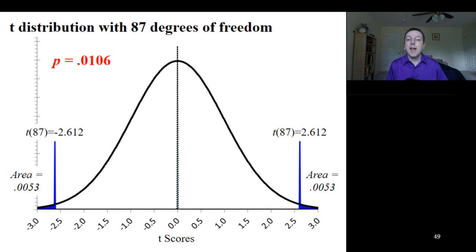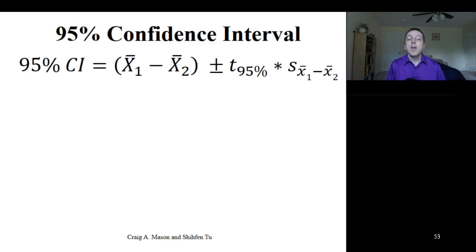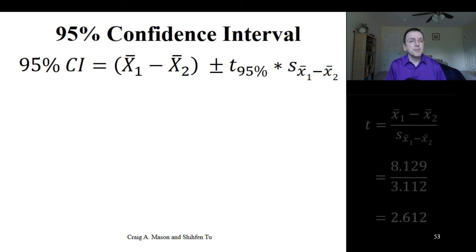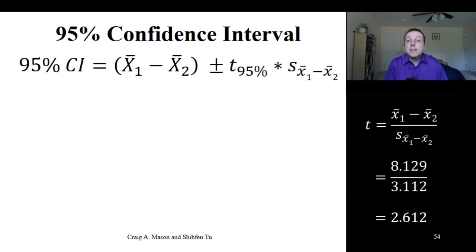Okay? Now, let's calculate our 95% confidence interval. Our formula for the 95% confidence interval is x bar 1 minus x bar 2 plus and minus that critical 95% t-score times the standard error of the difference in means. So to begin, what's x bar 1 minus x bar 2? Think about it. That's just our difference in means, which was the numerator in the formula for our t-score.